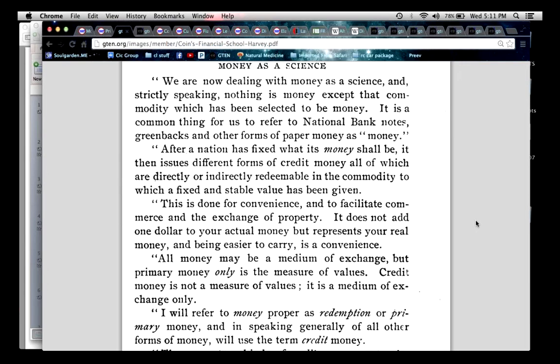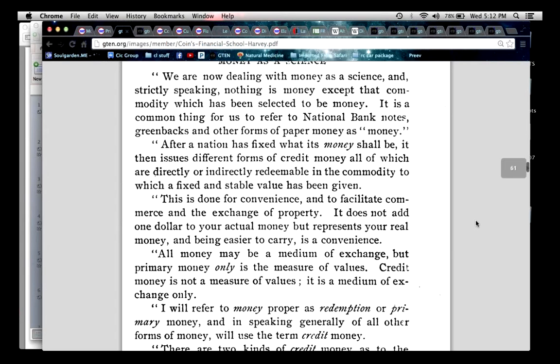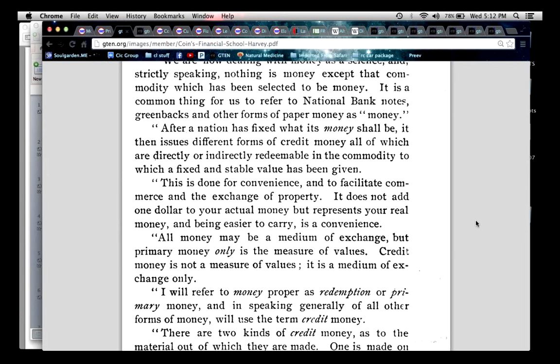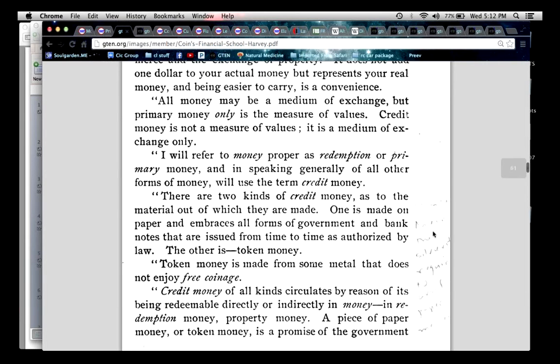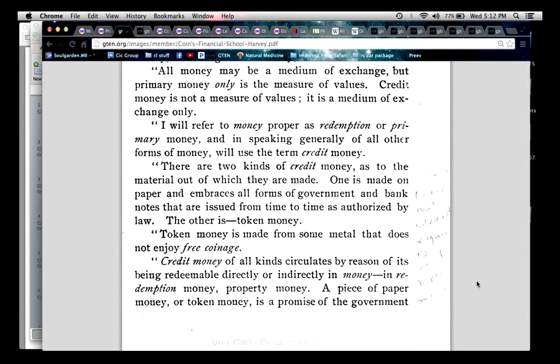And elsewhere, he talks about values as exchange value, in the sense that, where's the quote? Okay, Coin calls it exchange value in the sense that a civilized or uncivilized person will barter or trade one property for another is the primary value of all property. All money may be a medium of exchange, but primary money only is the measure of values. Credit money is not a measure of values. It is a medium of exchange only. I will refer to money proper as redemption or primary money, and in speaking generally of all other forms of money, we'll use the term credit money.